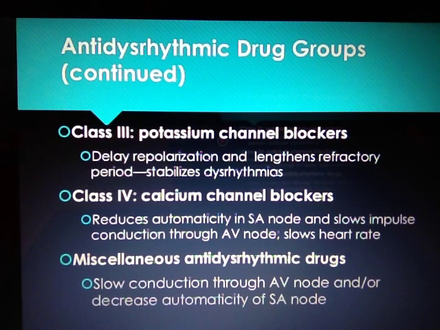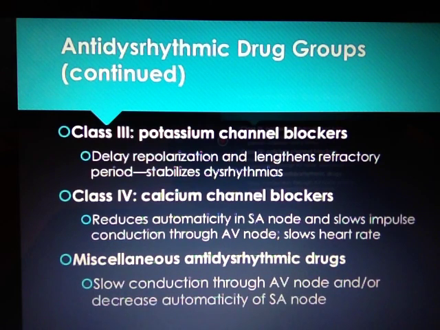Class 3, so these are potassium channel blockers. They delay repolarization and they lengthen the refractory period. So they kind of slow things down and they stabilize the dysrhythmia. Class 4, again, calcium channel blockers. They popped up again here.